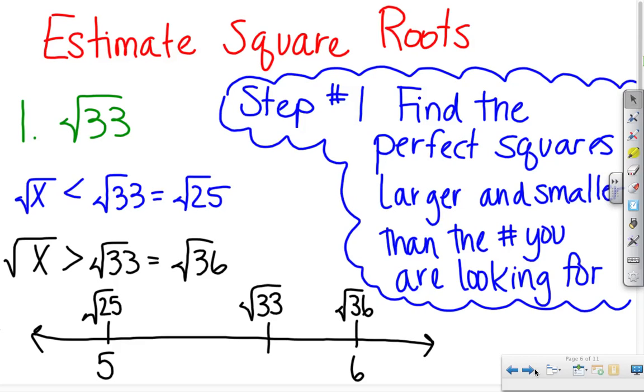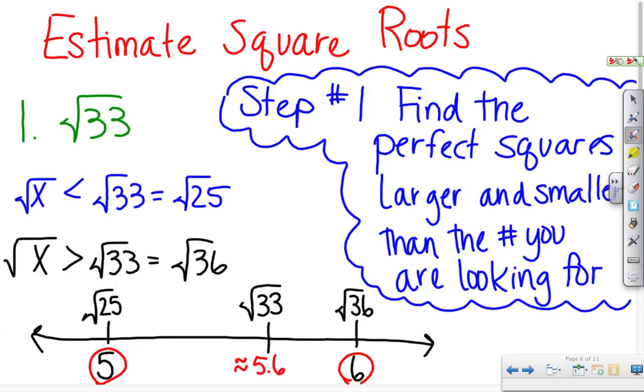The perfect square smaller than 33 would be 25. The perfect square greater than 33 would be 36. So if we chart those on our number line here, we've got 25 over here with our 5, and we've got 36 down here with our 6. Well, the square root of 33 is going to fall in between those two, and it's going to be a little bit closer to 6 than it is to 5. So I would estimate the square root of 33 to be approximately, let's say, 5.6.